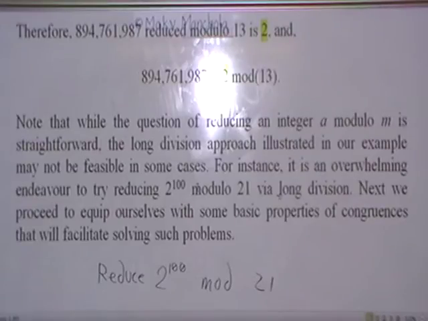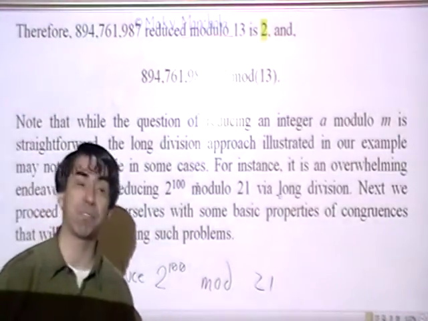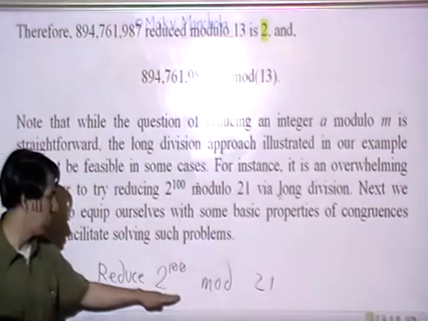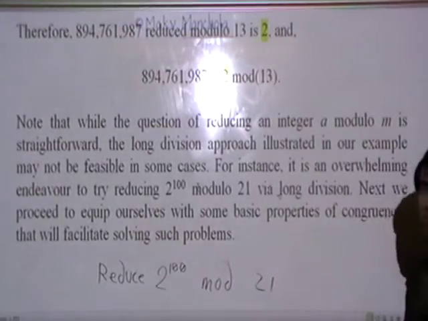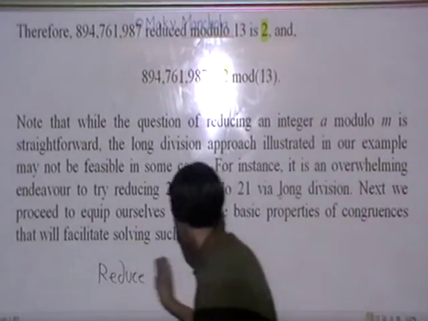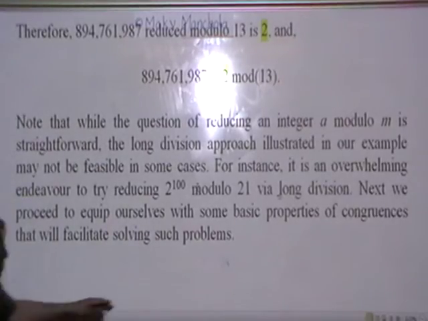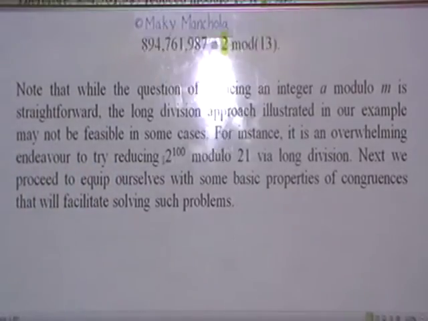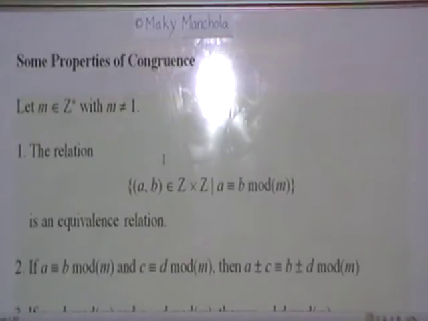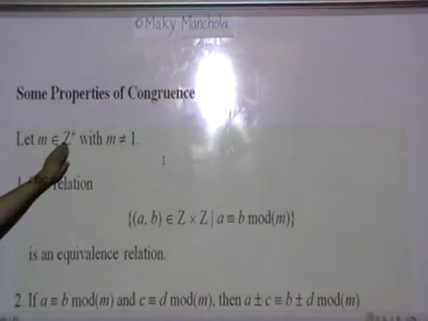So what we want to do now is we're going to proceed to identify some properties of congruence that will make this problem a relatively simple one in comparison to long division. So let's proceed to list some of the properties. Alright, so here are some properties of congruence. Let's begin with M being a positive integer and not equal to 1.